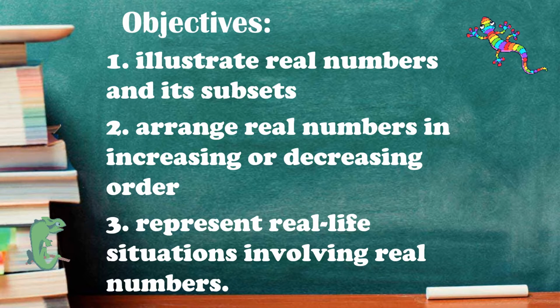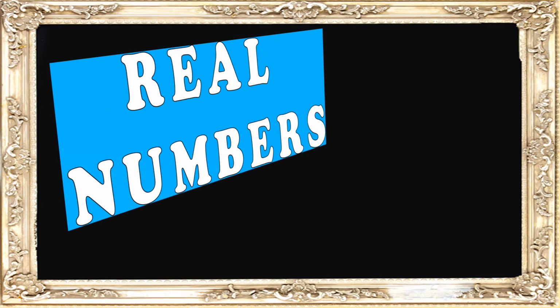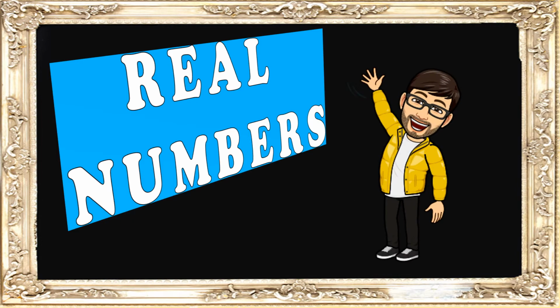Number 2, arrange real numbers in increasing or decreasing order. So it may be least to greatest or greatest to least, tama? Mababa pataas or mataas pababa. Okay. Number 3, represent real life. Now, we'll have to give a word problem involving real numbers and then we'll have to answer. Okay? So, real numbers. So, what are real numbers?